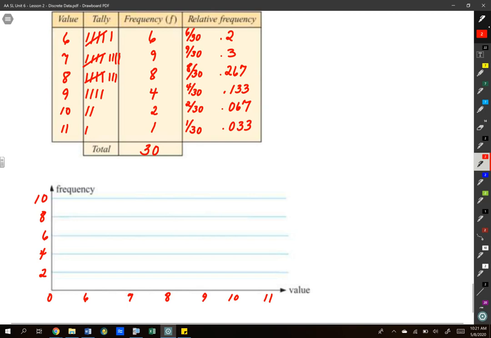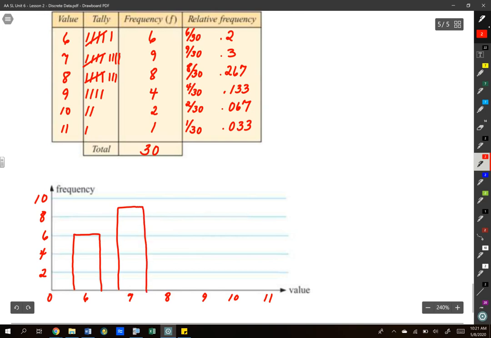Now, for the first value, 6, the frequency is 6. So you just want to center that bar right over the value. Try to make them about the same width and about the same space between each bar. Okay, for 7, we have 9. For 8, we have 8. At 9, we have 4. At 10, we have 2. And at 11, we have 1.